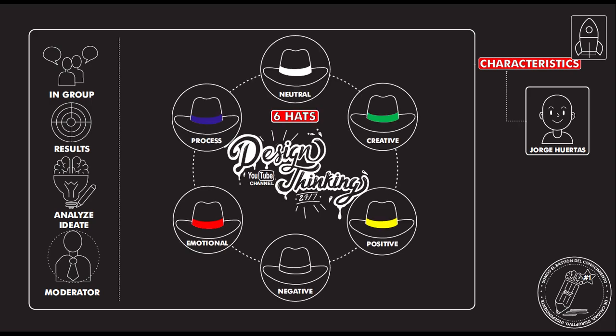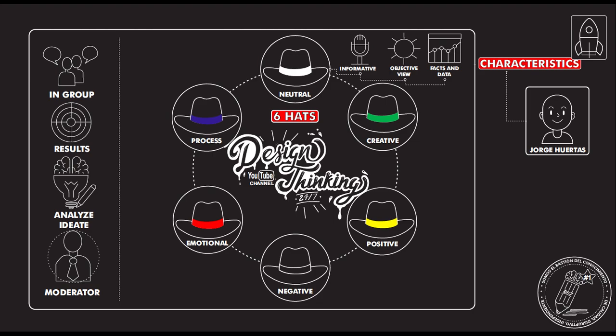So the six hats are the white one, which is neutral, the green one, which is creative, the yellow one, which is positive, the black one, which is negative, the red one, which is emotional, and finally the blue one, which is the process. I'm going to start explaining each of the hats and the things you should be analyzing when you are wearing each of them.